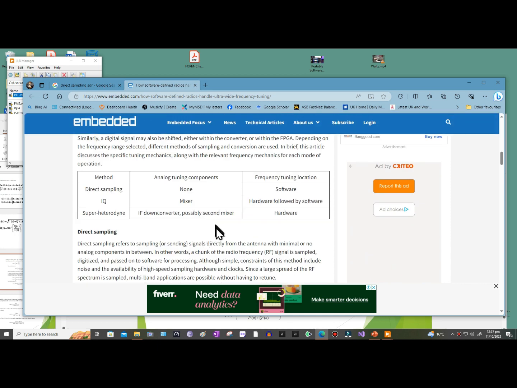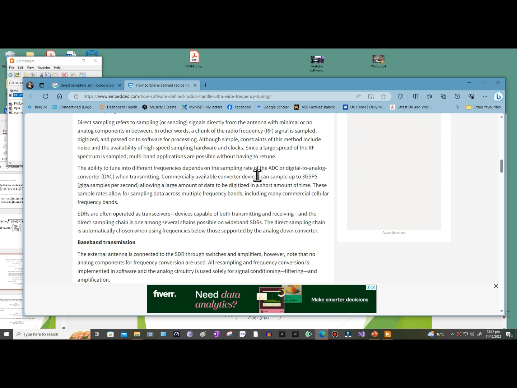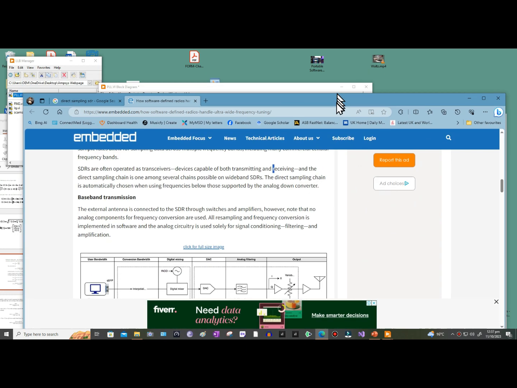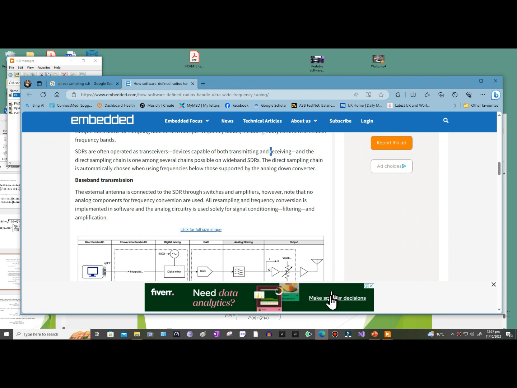So the hardware here is a little bit beyond me because I don't work with it, but it mentions here that you can sample up to 3 gigasamples per second. So it allows for huge amounts of data to be digitized. Obviously you can't put that data into a micro, it's going to be too much, so it has to be decimated and downsampled once it's converted to the baseband signal, because the sampling rate's too high. And there's a bit more information in there, but that's a very rough idea of what's going on. I'm sure you can look up the rest yourself.